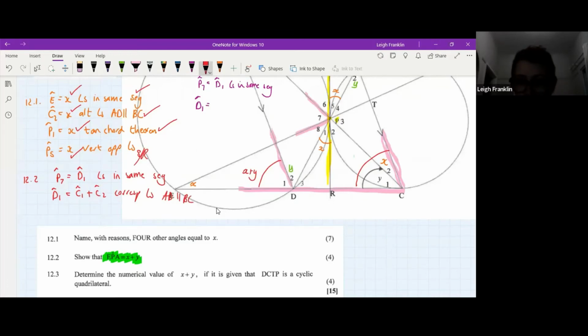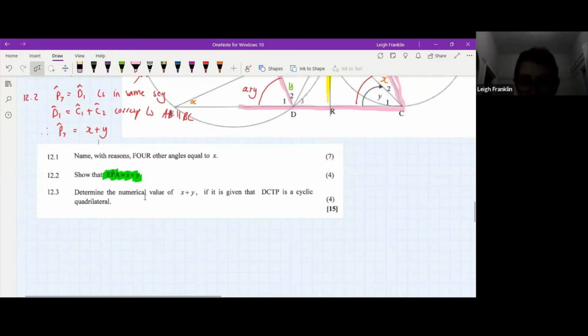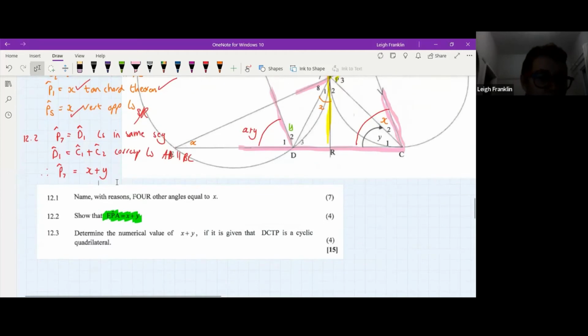Now we can go ahead and substitute. So therefore angle P7 is equal to X plus Y. Oh, they called it EPA. Well, E7 and EPA is the same thing. Let's just call it what they called it. Therefore, EPA is equal to X plus Y.